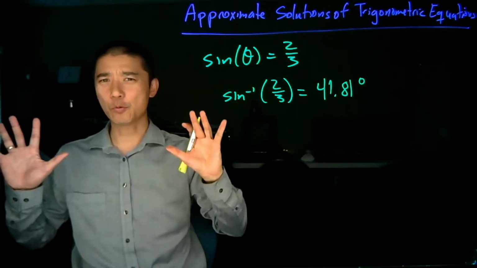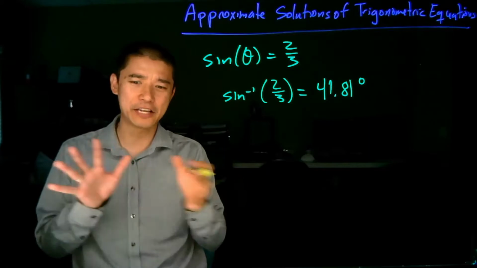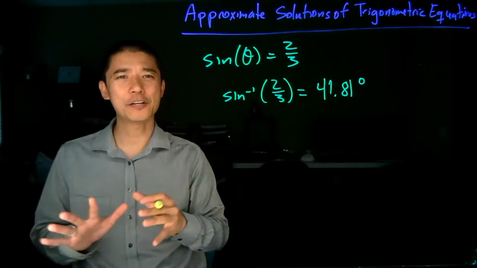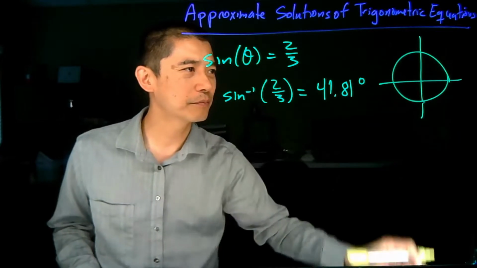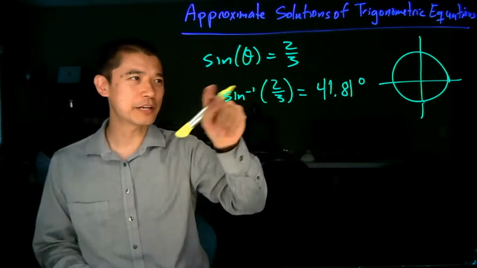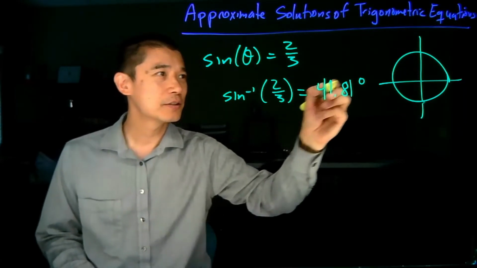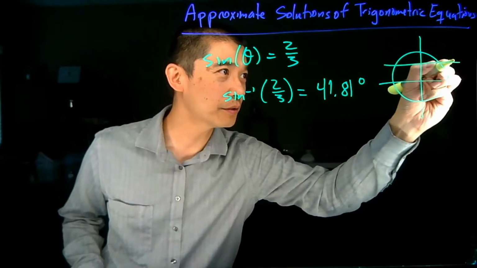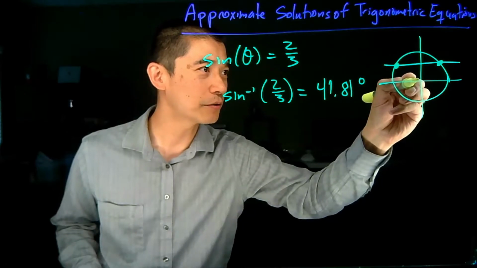Okay, so the question is, well, what does this value mean? It's not good enough to just say, well, I plugged into the calculator and it gave me a number. We need to think about this in the context of solving equations like this. So let's go to the unit circle picture. In the unit circle picture, we're looking for sine of the angle equal to 2/3. Sine corresponds to the y direction. So we want the y to be positive 2/3. And so we're looking at a solution in the first and the second quadrant.